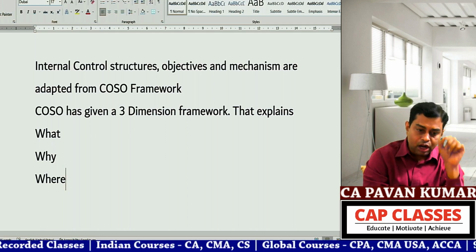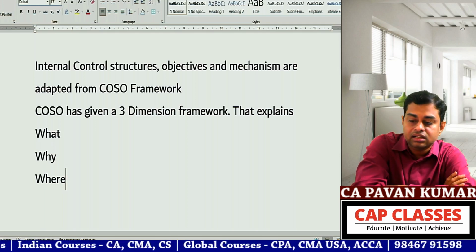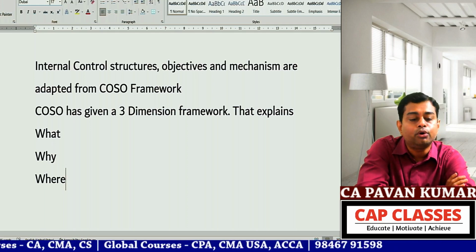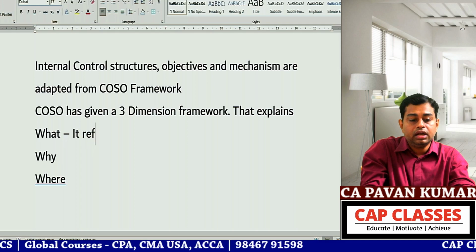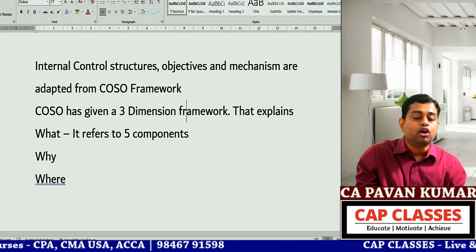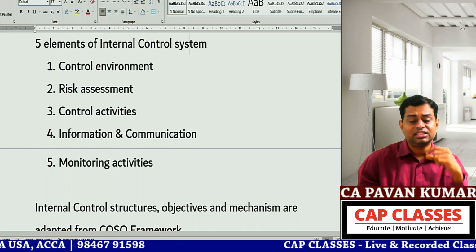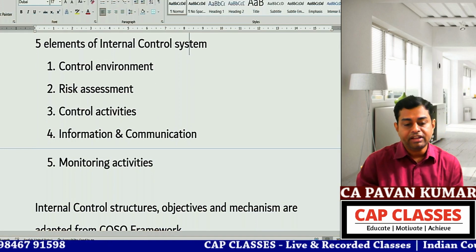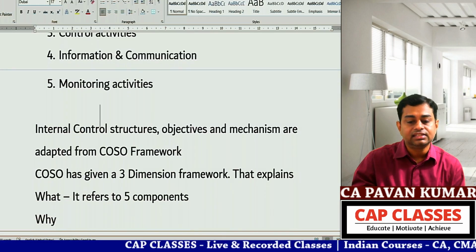Left side, arrow mark down. It refers to five elements or components. And write down these five components. What are the five components? One, control environment. Two, risk assessment. Three, control activities. Four, information and communication activities. Five, monitoring activities. Okay, this is the left hand side.